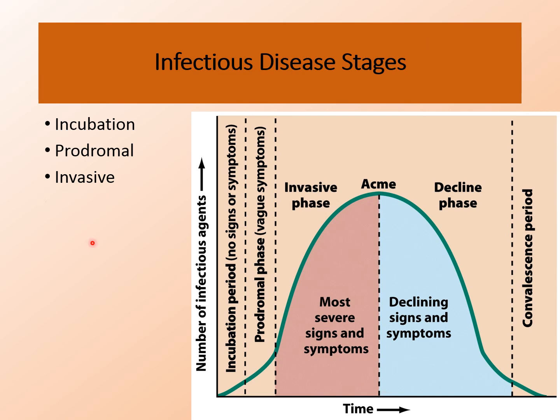In the fourth phase, that is the decline phase, the immune system gets hold of the problem and the signs and symptoms start declining. If the disease is not successfully overcome by the immune system or treated, the patient dies during the invasive period and never reaches the decline phase.